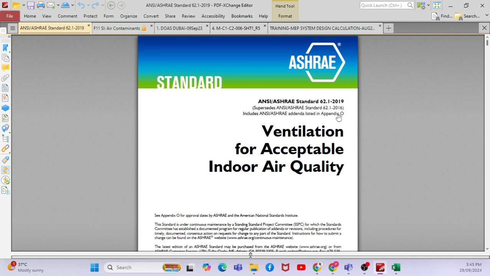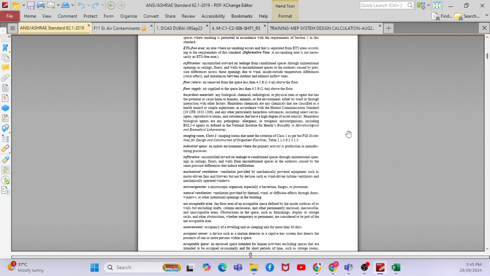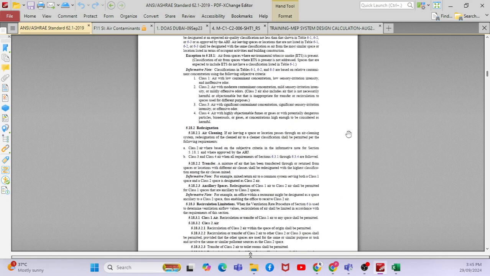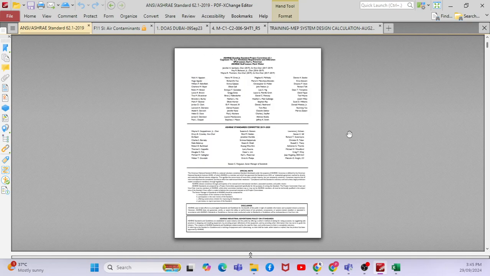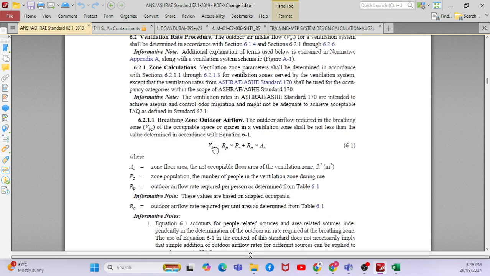Clear, right? Then there are fans, for example for spaces like toilets, where you calculate the toilet fan capacity. That is again based on ASHRAE 62.1, 2019 or the latest version, 2022 or 2023. If you go to this standard, there is an equation for how to calculate fresh air ventilation. You can see the equation here.